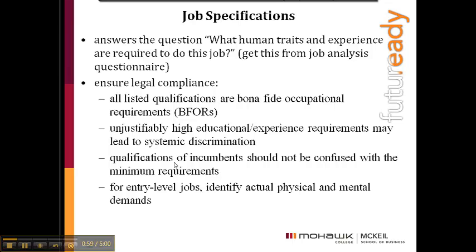Which leads us to the second point. We want to make sure that we don't set unreasonably high educational or experience standards, because that precludes some very good candidates from getting access to an interview and even getting the job.